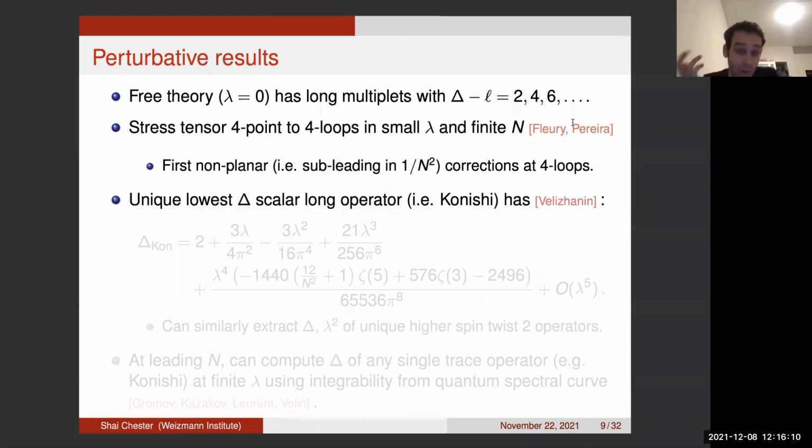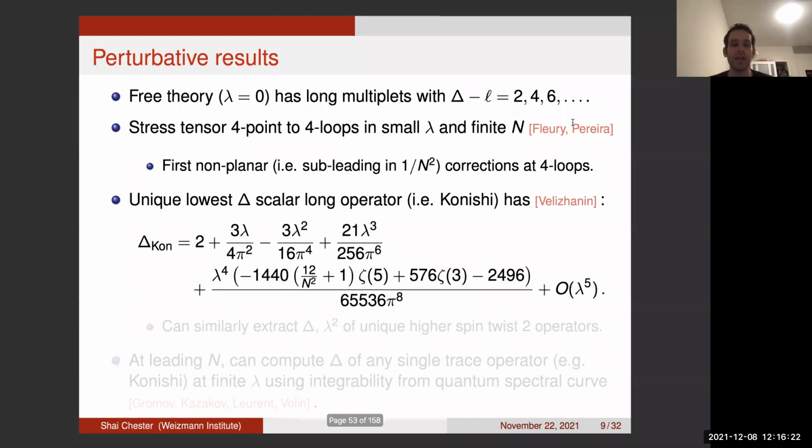If you know this 4-point function, that means in principle you can extract any CFT data from it. In particular, you could extract the scaling dimension of the lowest dimension scalar operator, which is called the Konishi. This was done by Velizhanin, and this is the answer for its scaling dimension. As you see, in the first 3 loops N does not appear because it's completely planar, and you only have a 1 over N squared correction at 4 loops. You can similarly extract CFT data for all the lowest twist operators of any spin, although we're not going to use that in this talk, though we will be using the OPE coefficient of the Konishi.